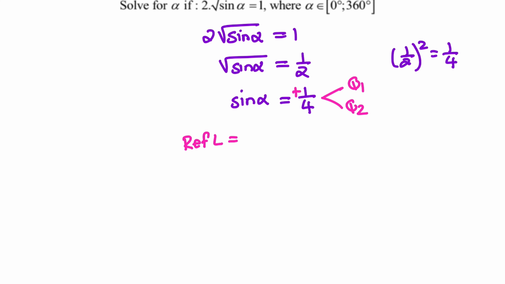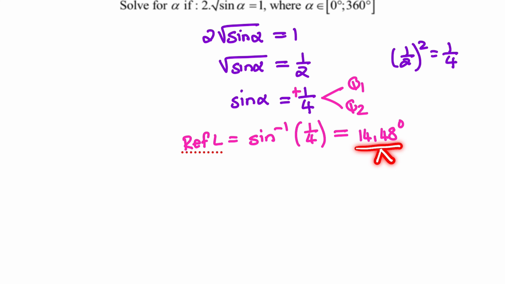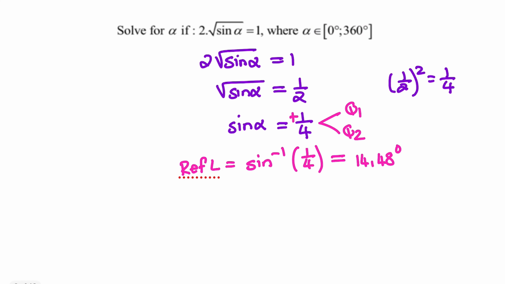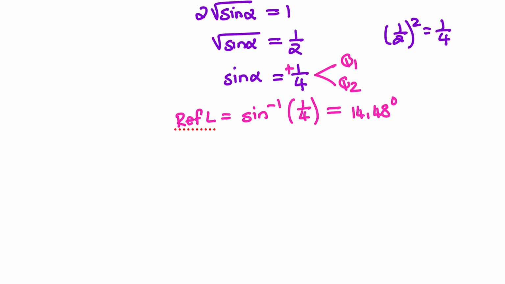I'll use my calculator, put in shift sine, and put in the value of 1/4, and this value is 14.48 degrees. Now remember, the reference angle in a general solution will always be an acute angle, meaning between 0 and 90 degrees. Now in order to answer this question for the restriction, I know I need to consider quadrant 1 and quadrant 2. So for quadrant 1, we have alpha is equal to 14.48 degrees.